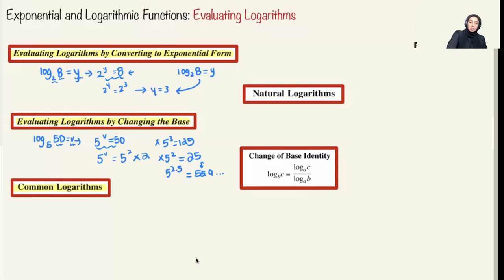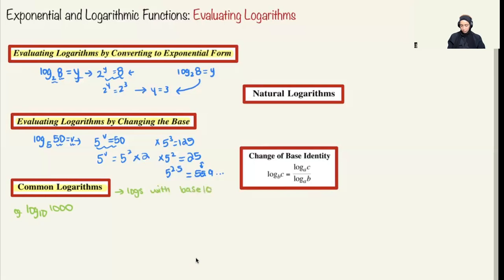What are common logarithms? Common logarithms have a base of 10. So it's log base 10 of something. An example of this could be log base 10 of 1,000. This is a good example. Basically, these are logs with base 10.